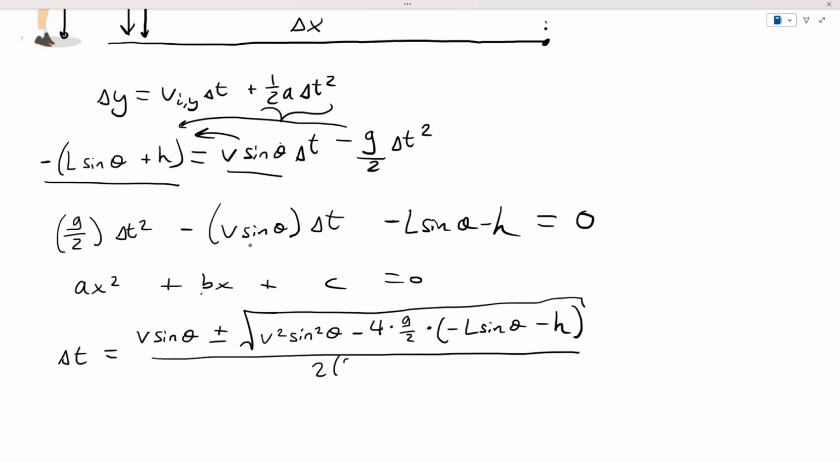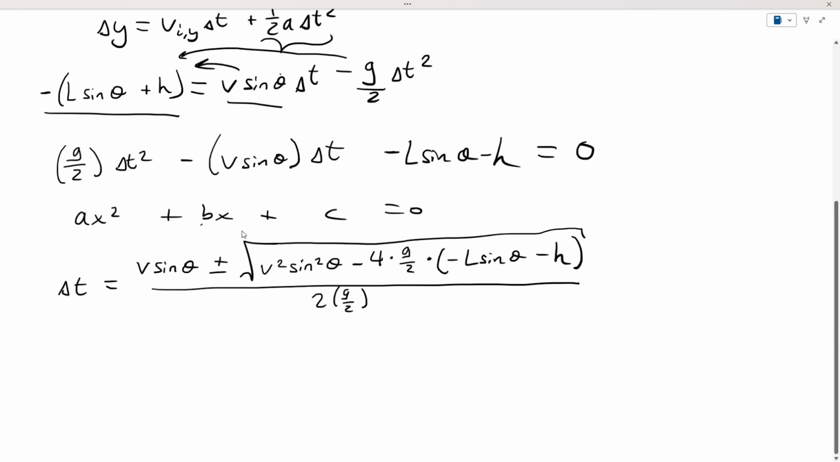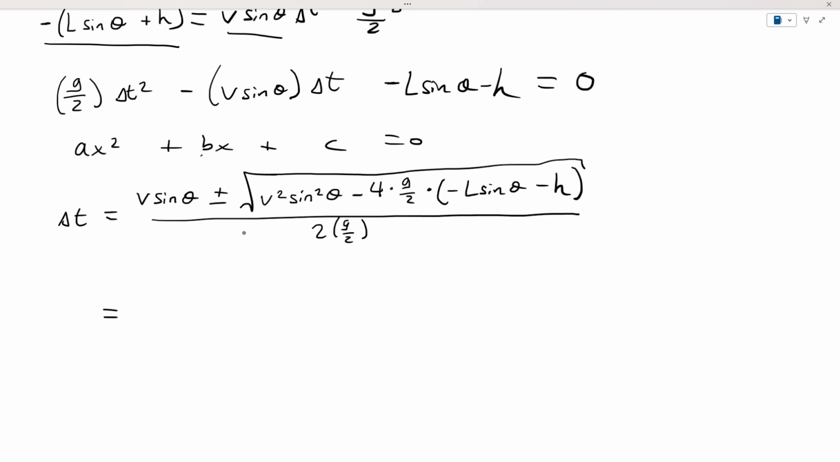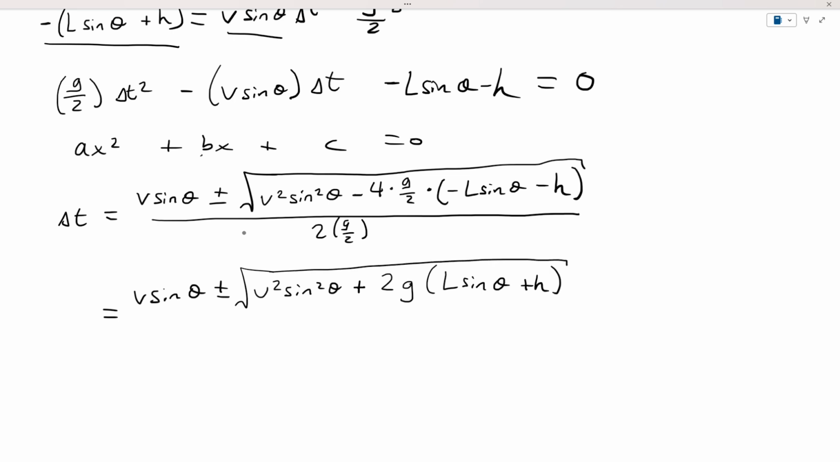So a is g over 2. We can rewrite this part here as v sine theta plus or minus the square root of v squared sine squared theta. Here, the 4 cancels out with the 2, so we only have 2 left. And we can get the minus out of this parenthesis and multiply it with the minus here, which will become a plus. So we get 2g times L sine theta plus h. And in the bottom here, we just get g.